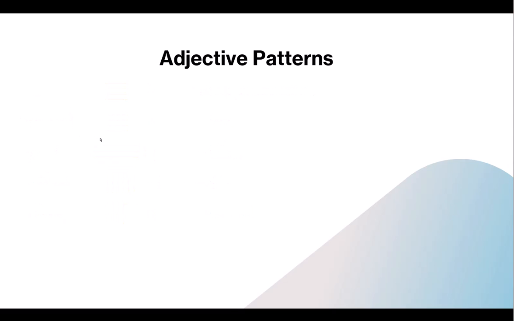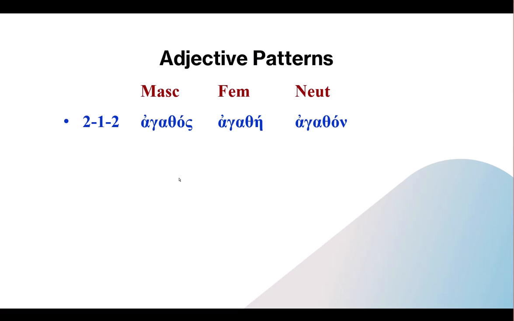Let's briefly go through some adjective patterns. Mounce talks about these in chapter 10. One of the patterns that we've seen for the most part up to now is the 2-1-2 pattern, where the masculines are going to be second declension, the feminines are going to be first declension, the neuters are going to be second declension. And an example is agathos. When we say the good man, we would use a second declension ending. The good woman, we would use a first declension, and then the good child, which would be a neuter, we would use the second declension neuter ending.